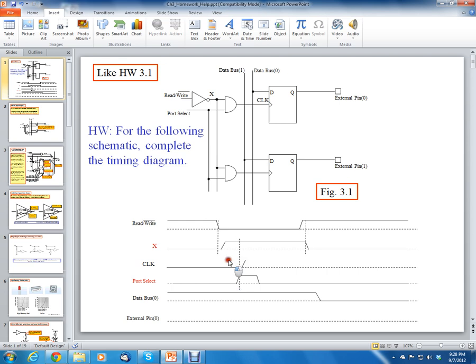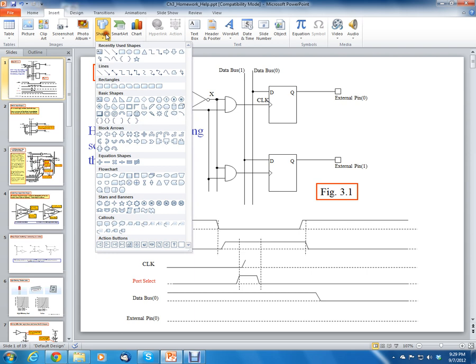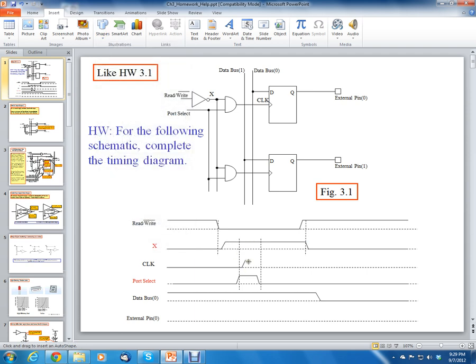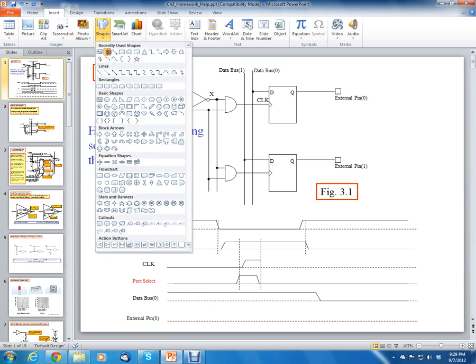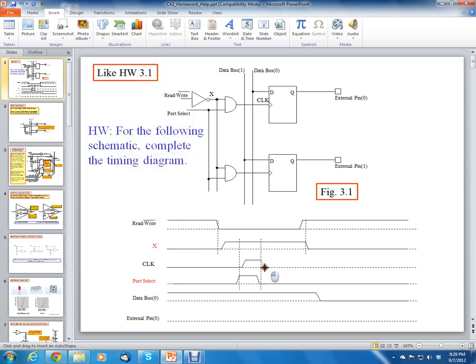Now how long is it going to stay high? So let's look at X and port select. It's going to stay high until here, and then the clock signal is going to go low. But there's going to be a little bit of a delay on that going low. So let's just put it right here. All logic has a little bit of a delay, so you always have to add a little bit of a delay. So it's going to maybe come to here, have a little bit of a delay. Then it's going to come down.